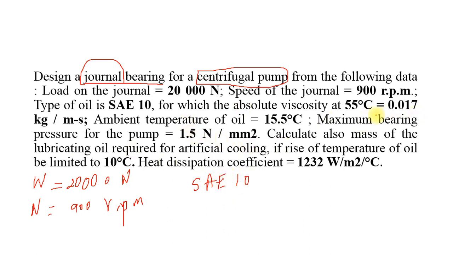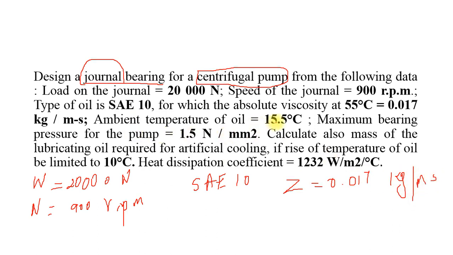So the viscosity is given as 55, and they have given another value, 0.017 kilogram per meter second, which is nothing but the Z value. So Z is equal to 0.017 kilogram per meter second.